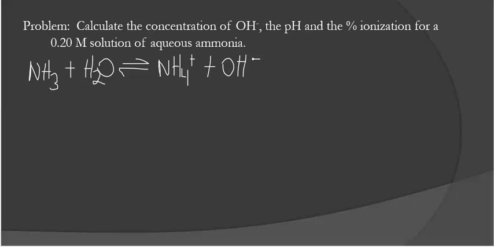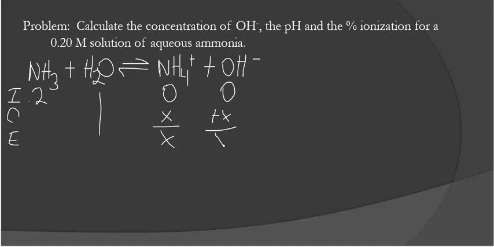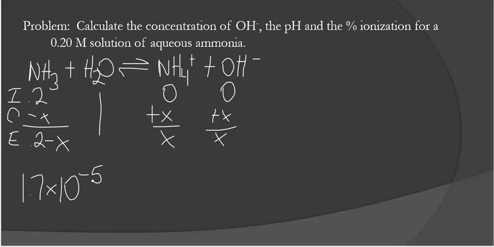Do an ICE box. Initially, NH3 is 0.2. Products are 0. We don't know any of the other variables, so we'll have to use x's. Set up a Kb expression. Kb for ammonia is 1.7 times 10 to the negative 5th. On the previous slide, I gave you that value. So there's my Kb. That's going to be equal to x squared divided by 0.2 minus x.